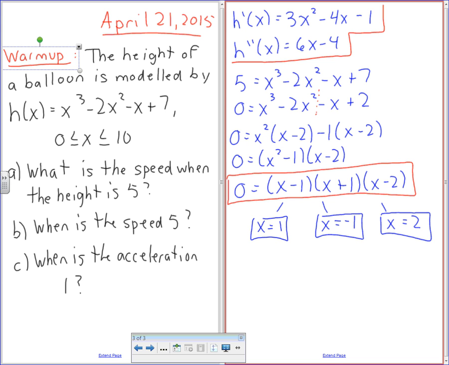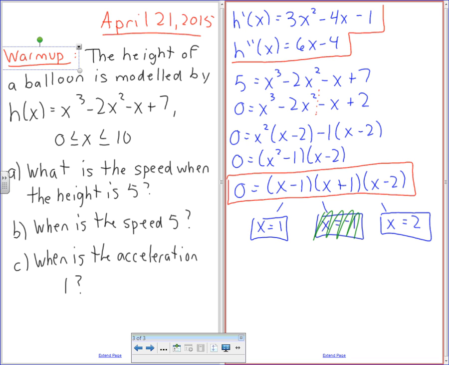Okay, this one's going to disappear. Somebody tell me why I'm stroking that out with green ink. Out of my range or domain, or whatever you want to call it. All I want is from 0 to 10. So what does that mean? Well, it just means here the height goes to 5 twice.